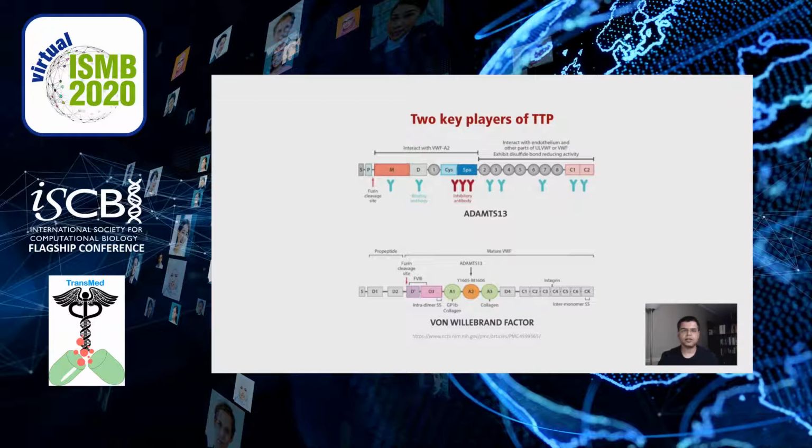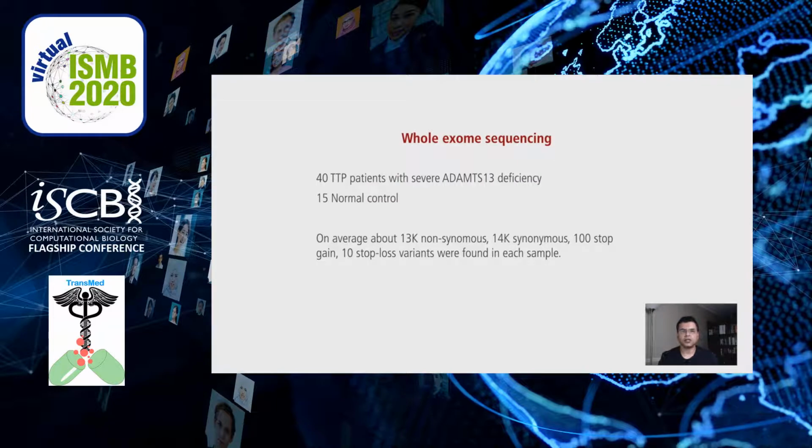Now, because the other genetic susceptibilities of the TTP are mostly unknown, we decided to carry out a whole exome analysis of the TTP patients. TTP is a rare disorder, and finding samples for the TTP patients is a very hard job. We managed to get 40 TTP samples, and we matched them with 15 controls. These controls are taken from the same background as the TTP patient.